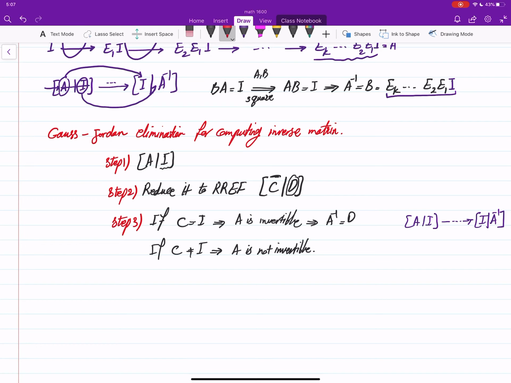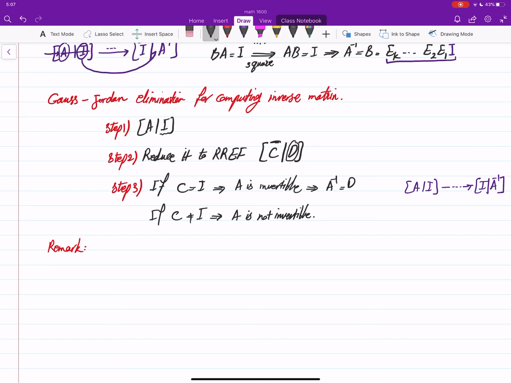Before I start doing some examples, let me put one remark. This method works not only for matrices with real entries, but also for matrices with entries from the modular integers Zn. So not only can we find the inverse of matrices of higher order, but we can also use this method to find inverses of matrices over Zn. Okay, so let's do some examples.